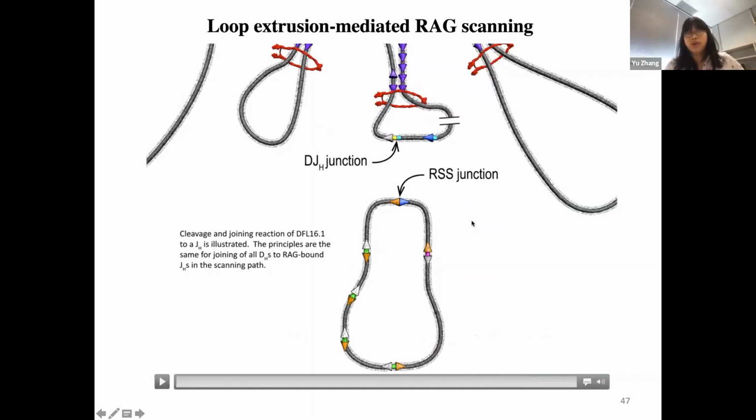I also wanted to say that beyond VDJ recombination, chromatin loop extrusion can also promote class switch recombination, which is another important antibody diversification process that changes the isotypes of the antibodies. And in this Nature paper, it also shows a model of doing this. So I'm going to show you quickly about this model.